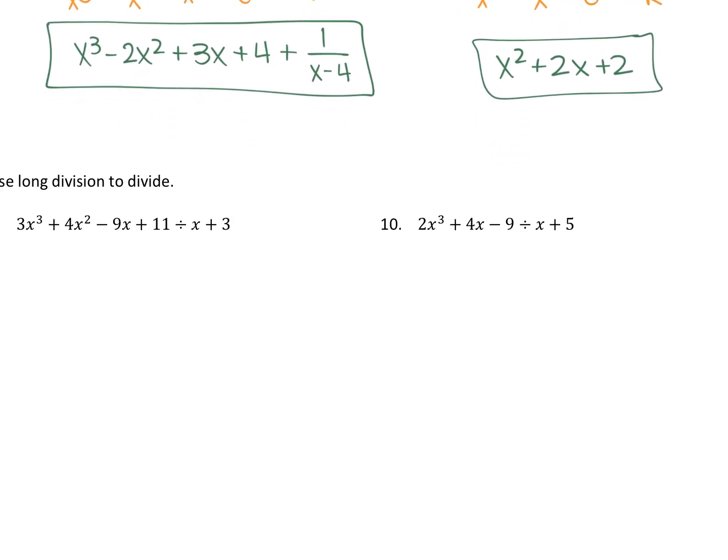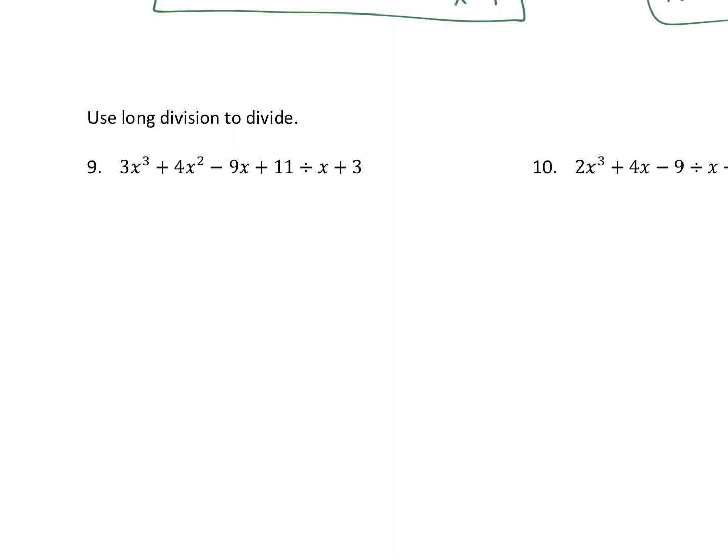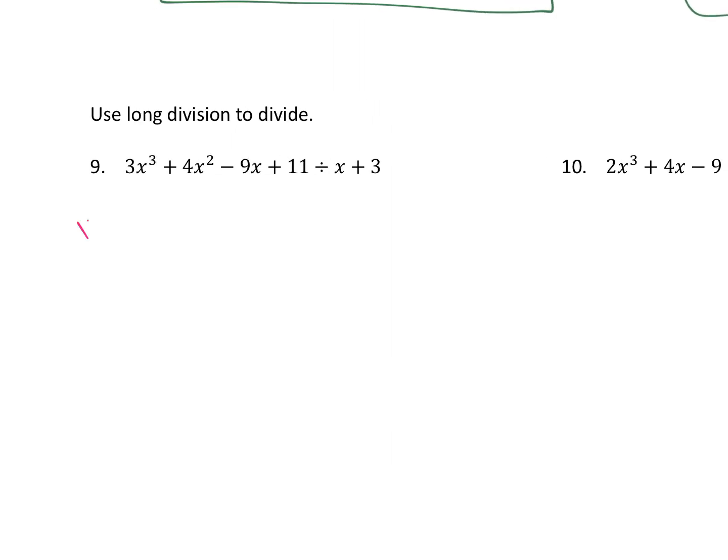For 9 and 10, we are using long division in order to divide. For 9, we have 3x cubed plus 4x squared minus 9x plus 11 divided by x plus 3. All of our powers are represented, so we're going to put that x plus 3 on the outside. On the inside, we're going to have 3x cubed plus the 4x squared minus 9x plus 11.